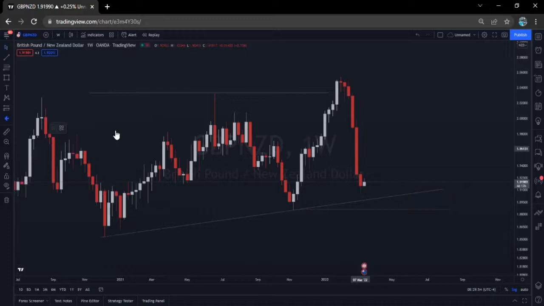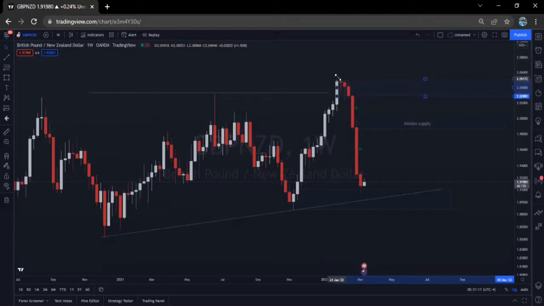Another thing is we have these fair value gaps right here. We have a hidden OB here. I think you'll see it when we go to the daily. Let me just label it. And this is the source of these fair value gaps. So this is the high probability supply zone. You get what I mean?